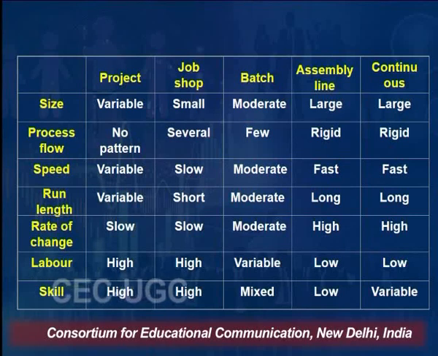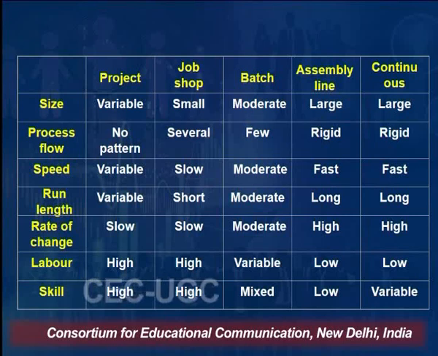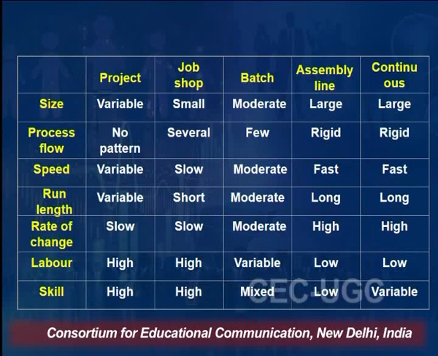The process flow in a project, there is no pattern. You can't say it is a continuous process industry, it is in a zigzag fashion, because each product is different. So you can't say there is any pattern. In a job shop, there are several process flows. In a batch production, there are few process flows. In assembly line as well as in a continuous process industry, it's a rigid process flow. So the material has to follow that route.